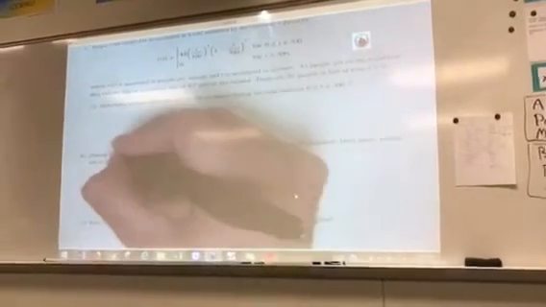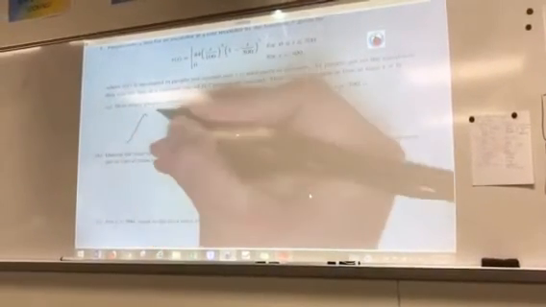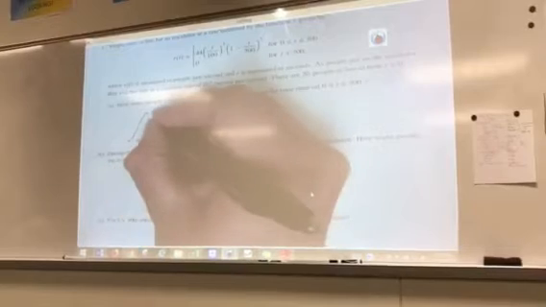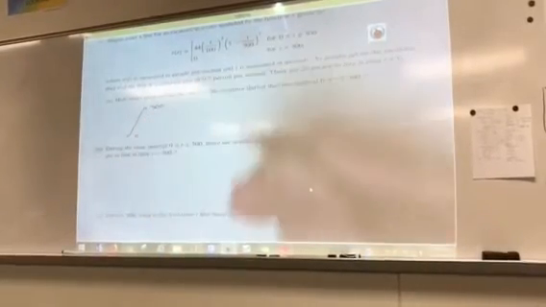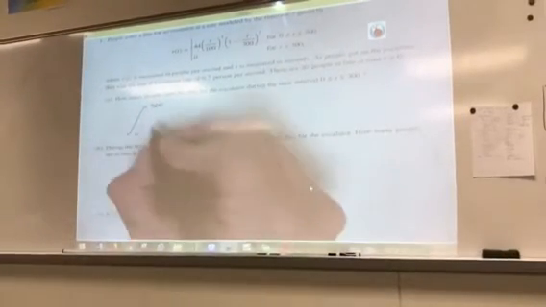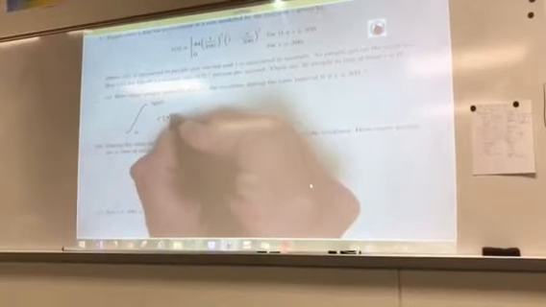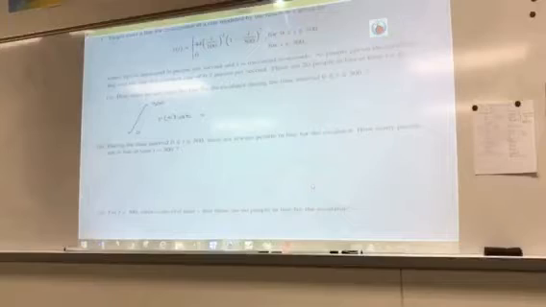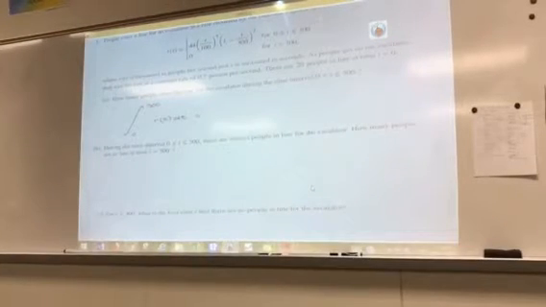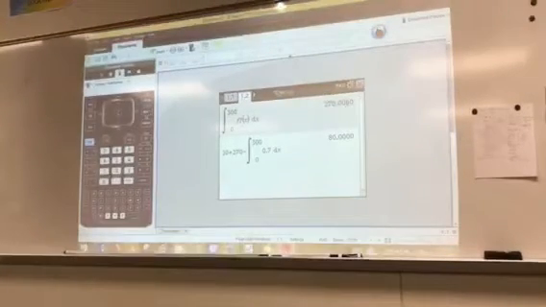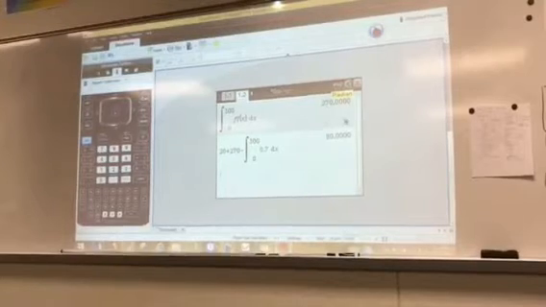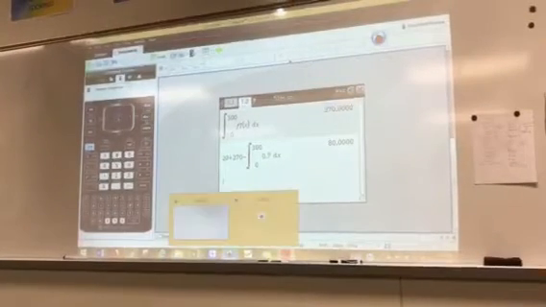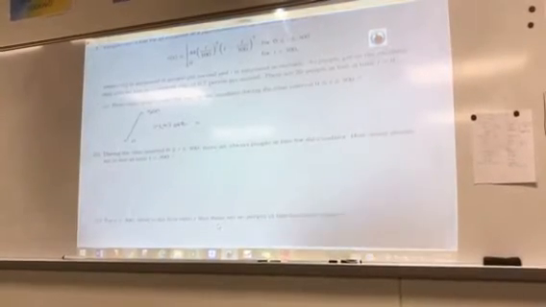So in part A of the problem, we're asked to find the number of people who entered the line from time 0 to time 300. We're given the rate of people entering the line during this time interval. So in order to calculate the number of people who actually entered the line, we need to take the integral of the rate from time 0 to 300. And when we take the integral of this rate over that time interval, we get 270 people.